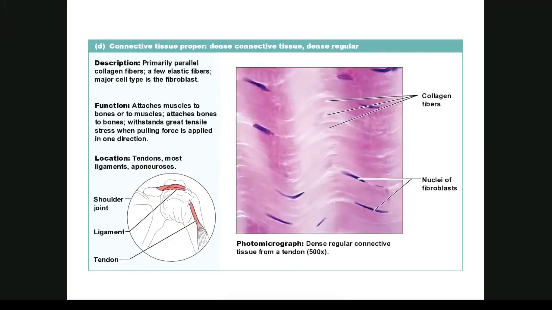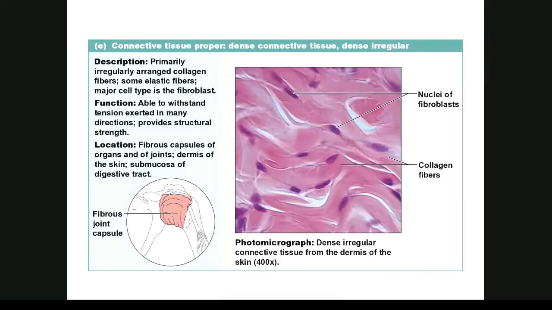Dense connective tissue, regular. An example of this is going to be in tendons, ligaments, and aponeuroses, which is a sheet-like, tendon-like structure. Okay, dense connective tissue, irregular. Things like your joint capsules are going to be irregular.